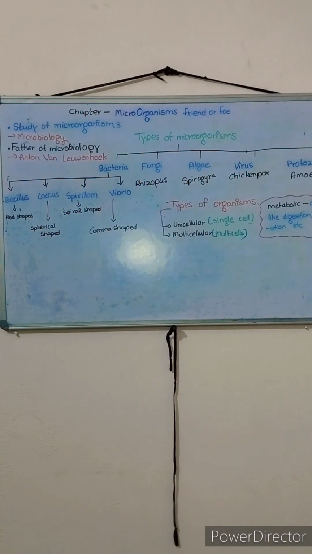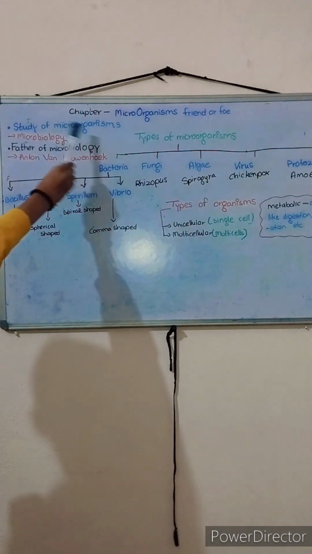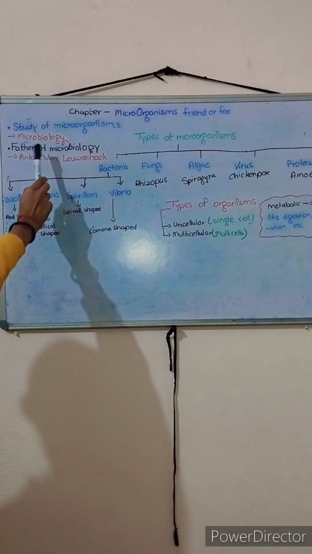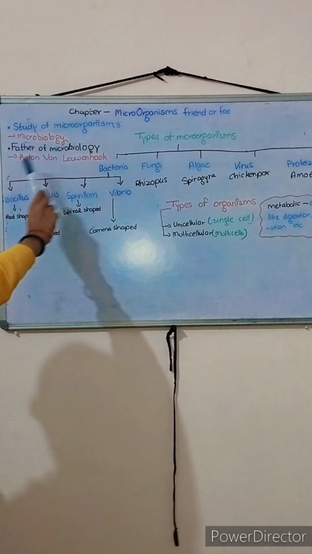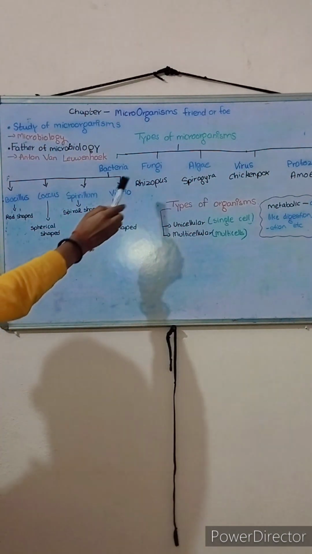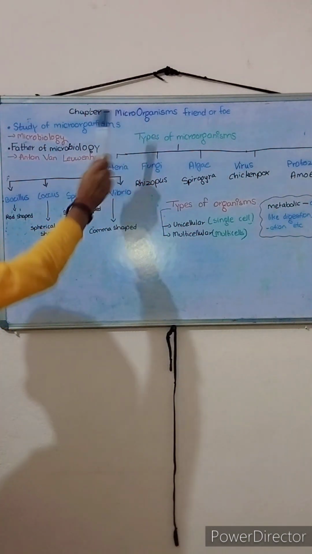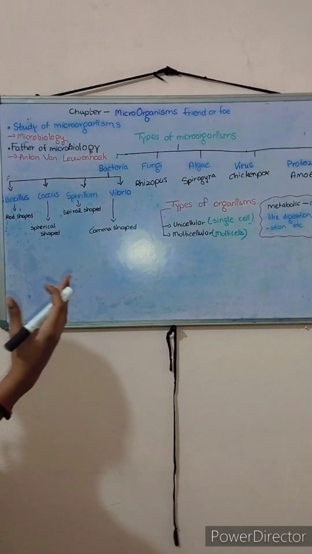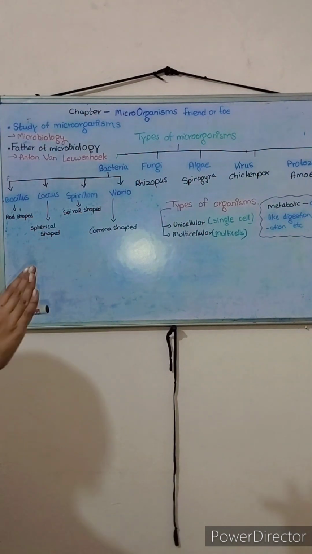So, let's see from the very first point, which is the study of microorganisms. So what is the study of microorganisms called? It's microbiology. Our next point is the father of microbiology. It is Anton van Leeuwenhoek. So first of all, we should know what microorganisms mean. The word microorganisms means small organisms which you cannot see with your naked eyes.